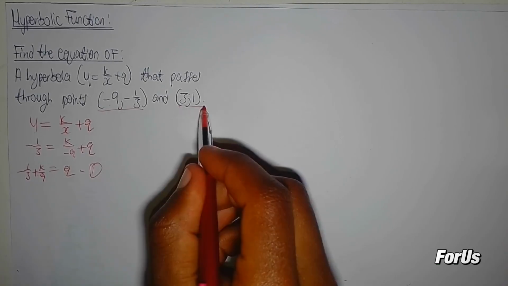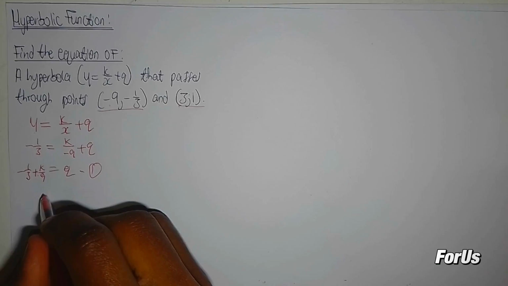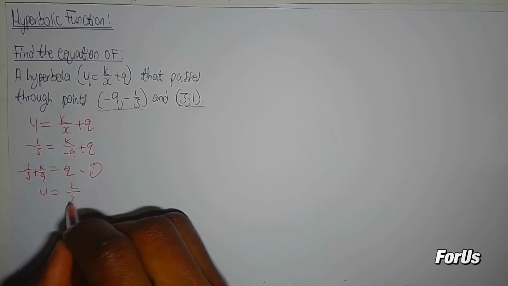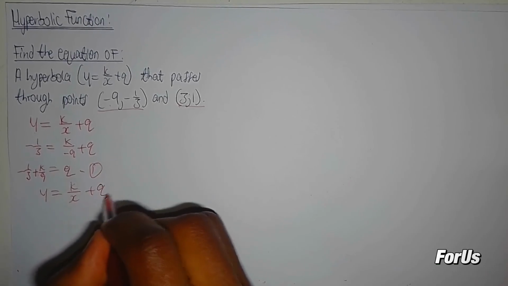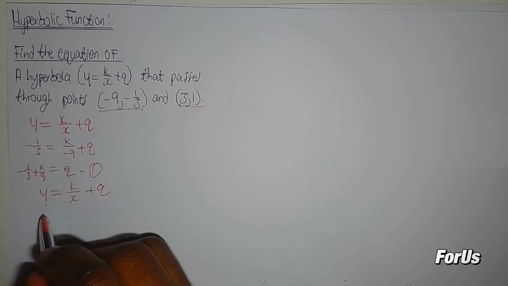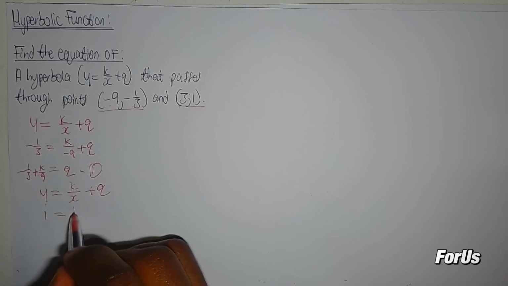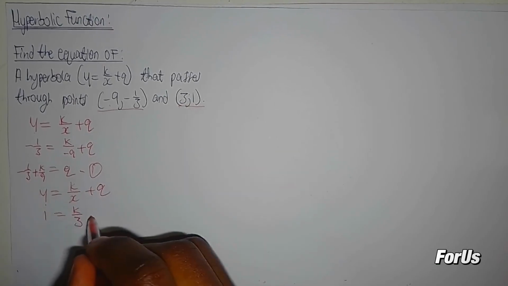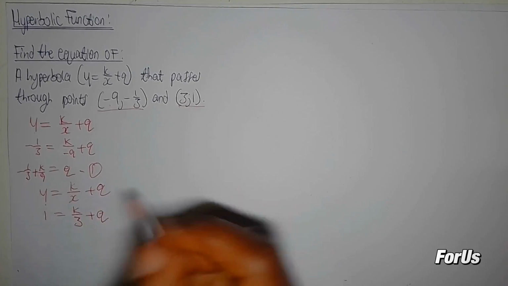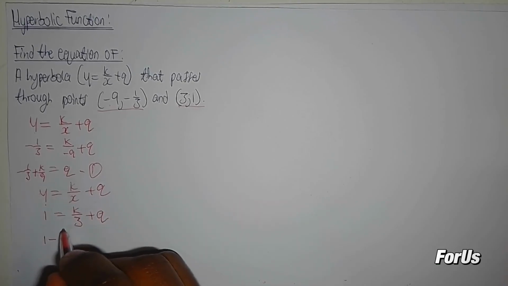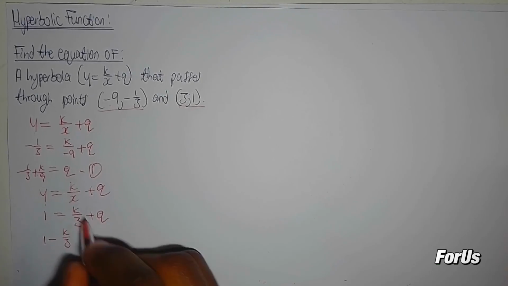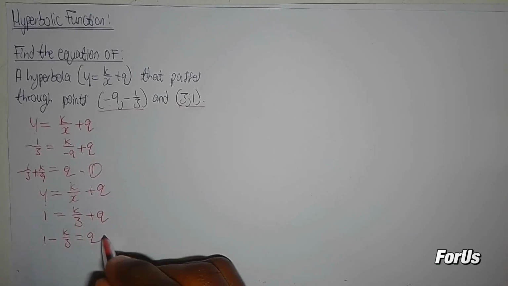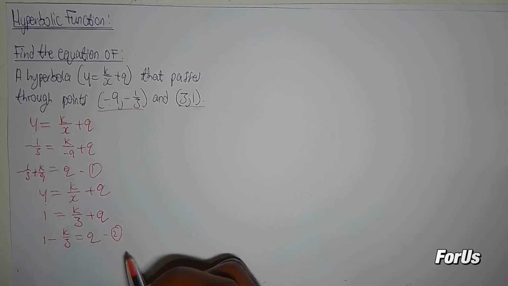Next, we're going to use these points. Same thing, you're going to say y is equal to k over x plus q. Here on y, you're going to put 1, equal to k over the value of x here, which is 3, plus q. You're going to do the same thing. You're going to say 1 minus k divided by 3, you took this fraction to this side, equals q. And I have equation number 2.